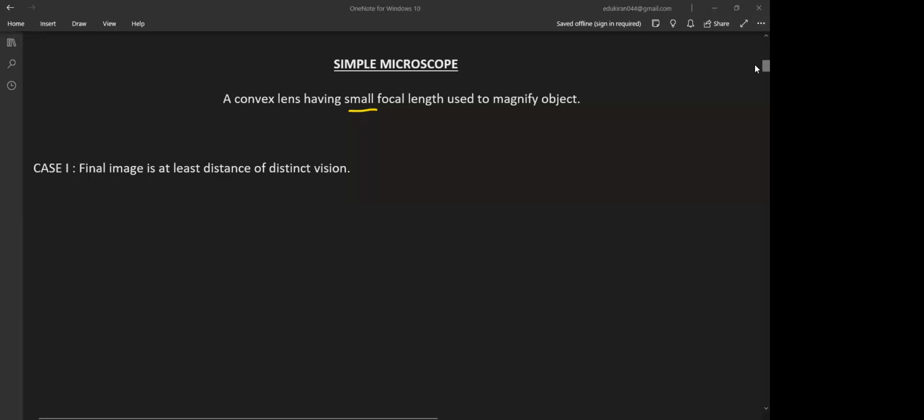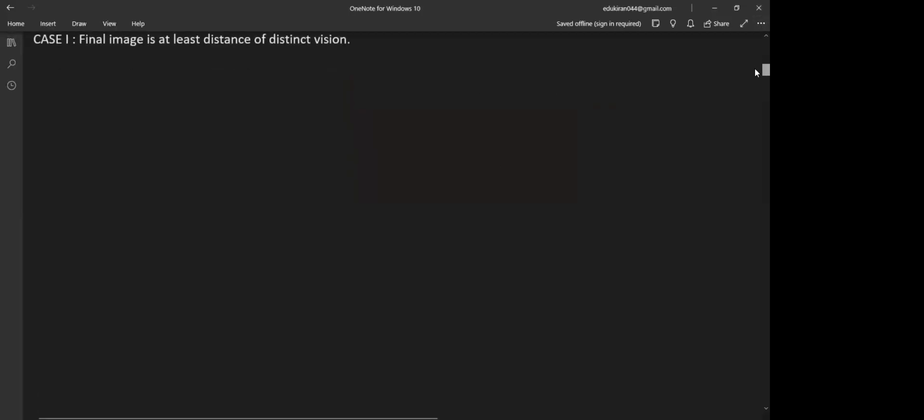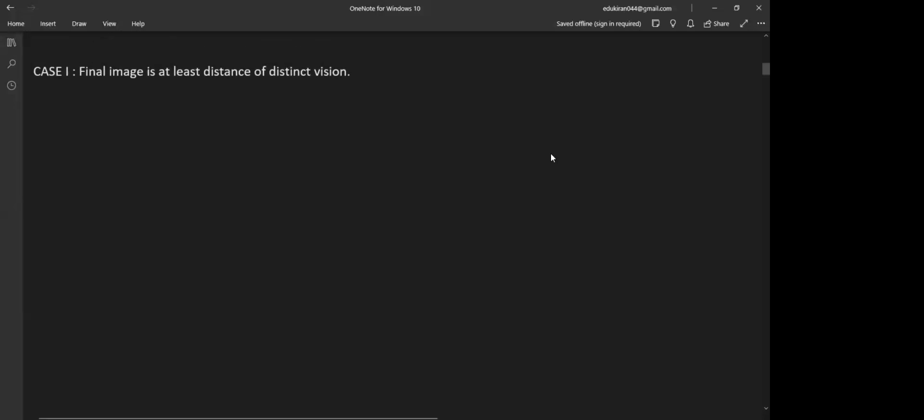All right, so two cases we'll see. In the first case, we'll see that the final image is formed at the least distance of distinct vision, means the image is formed at 25 centimeters. In the second case, we'll see the image formed at infinity. That is the far point. Yesterday also I had mentioned.